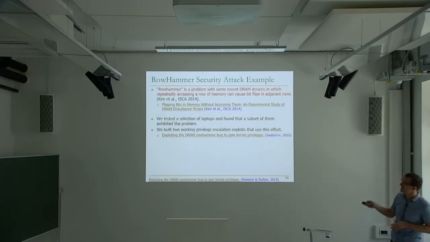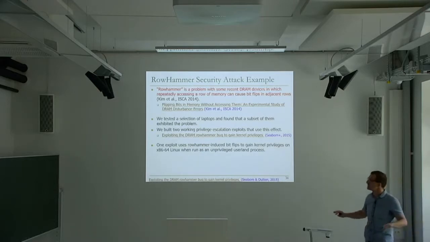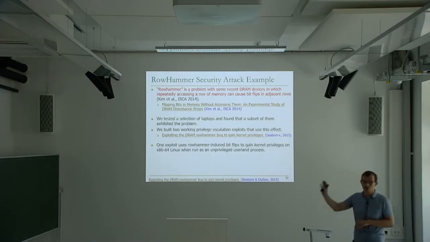But the other exploit is very, very interesting. It basically induces RowHammer bit flips to gain kernel privileges on x86-64 Linux as a user-level process. You have no other permissions. You induce these bit flips, and then you take over the system.